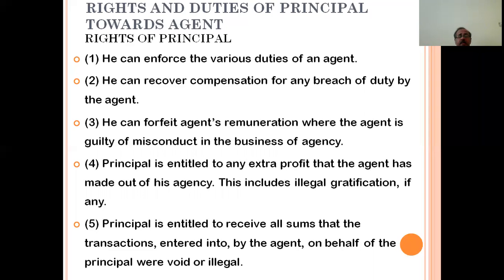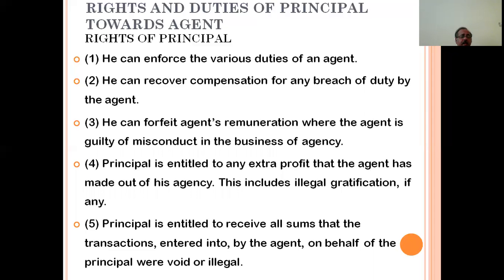So these are the rights of the principal. First one, we can say the principal can enforce the various duties of an agent. Whatever duties are assigned to the agent, the principal has all the right to enforce them. The principal can recover compensation for any breach of duty by the agent. If there is any negligence or breach of duty from the agent's side, if there is any loss, the principal can get compensation from the agent.